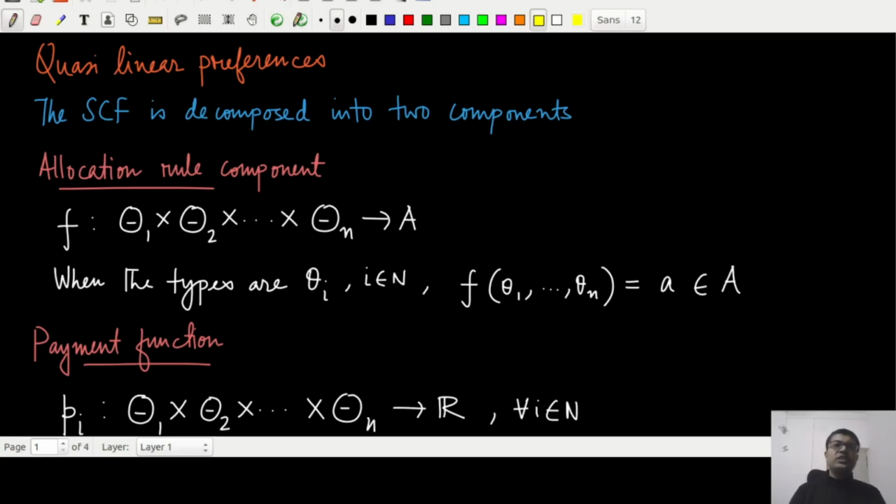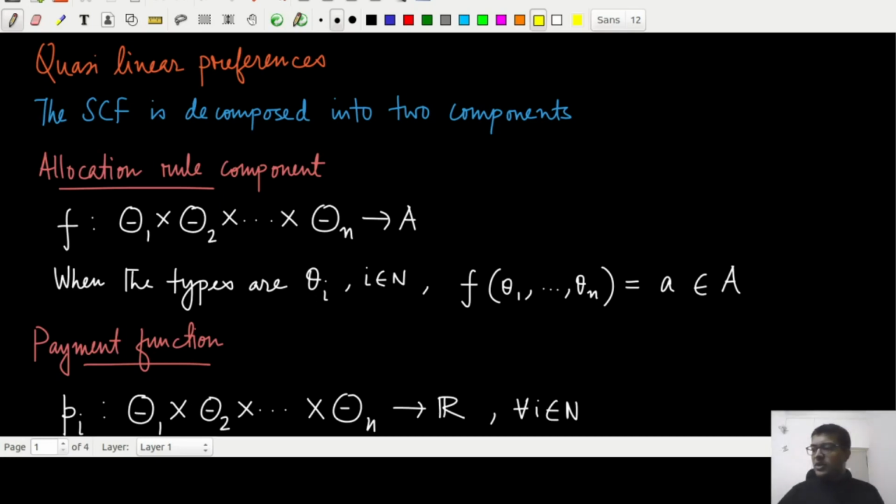In the context of quasi-linear preferences that we discussed in the last module, we saw that the outcome of the social choice function has two components. One is the allocation component, and the other one is the payment component. So we are going to also decompose the social choice function into these two components, one of which will be an allocation rule, the function that maps this type profile into an allocation, and the other one is the payment function, which maps the type profile into a real number, which is the payment.